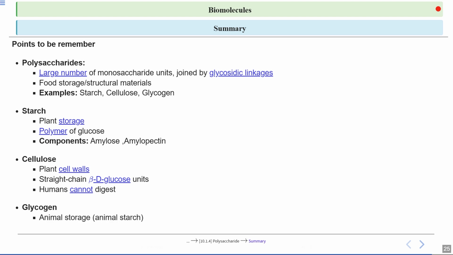And then we talked about glycogen. Glycogen is stored mainly in the liver and muscles of animals. When the body needs energy, it breaks down glycogen into glucose, which can then be used by the cells. Structurally, glycogen is similar to amylopectin, but it's even more highly branched. The branching allows for the rapid release of glucose when energy is needed quickly.